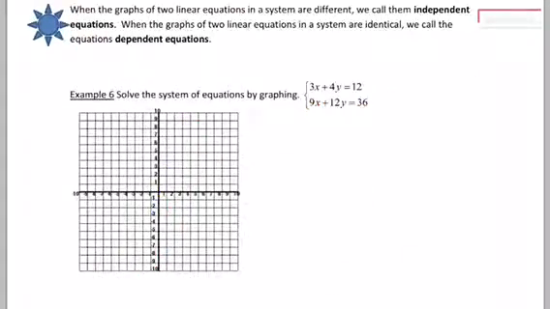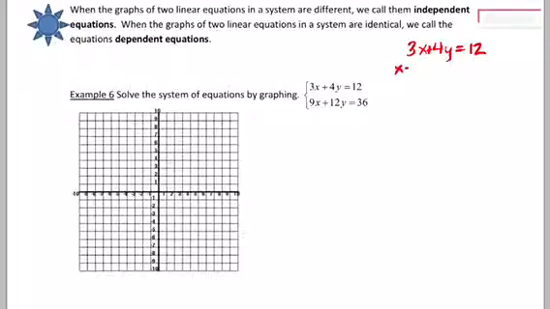When the graphs of two linear equations in a system are different, we call them independent equations. When the graphs of two linear equations in a system are identical, we call the equations dependent equations. We're going to graph the system of equations and solve. We're going to start off with 3x plus 4y equals 12. We're going to use x and y intercepts.